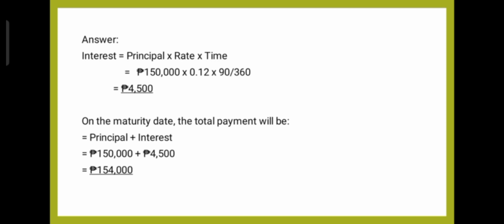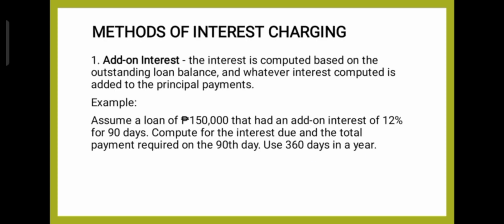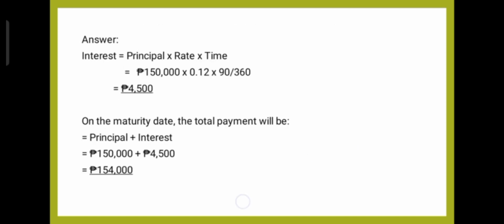So, the principal is 150,000. The rate is 12%, so we can convert it to decimal 0.12. And the time is 90 days. And sabi sa given, use 360 days in a year. So, ito yung magiging solving natin. 150,000 pesos multiplied by 0.12 multiplied by 90 over 360. And the answer is 4,500 pesos.